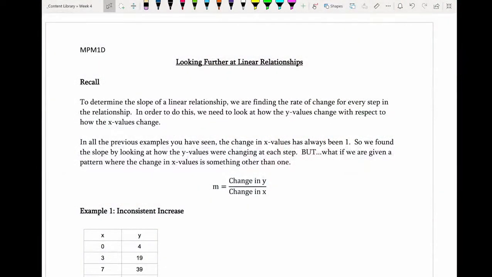In today's note, we are going to be looking further at linear relationships. So we're going to carry over the ideas from the previous lessons, and again look at different examples or different scenarios that we may come across, just to show that the steps are basically the same. So to recall, to determine the slope of a linear relationship, basically we are finding the rate of change for every step in the relationship.